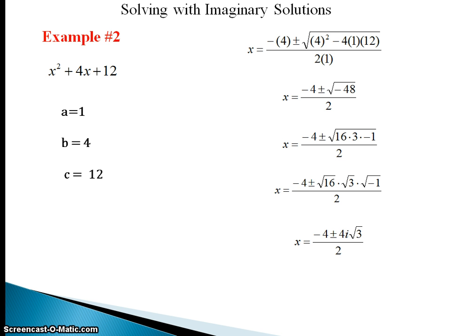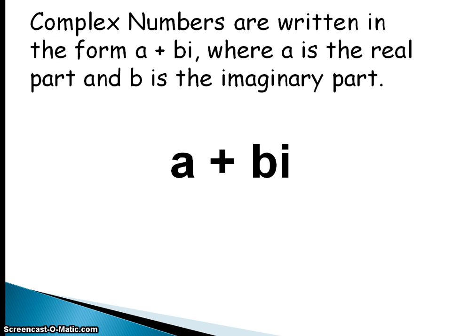Next, I'm going to divide -4 by 2. That gives me -2. And positive 4i square root of 3 divided by 2, and that gives me 2i square root of 3. Pause now and write down this example.